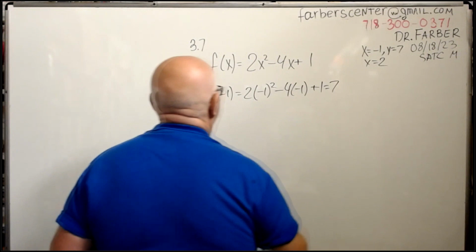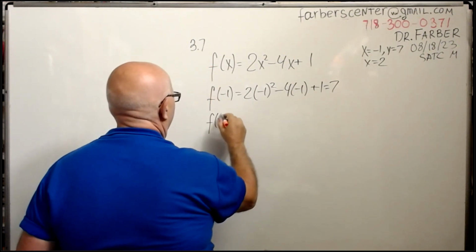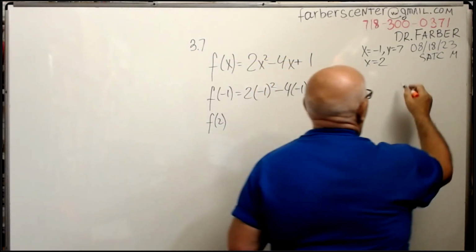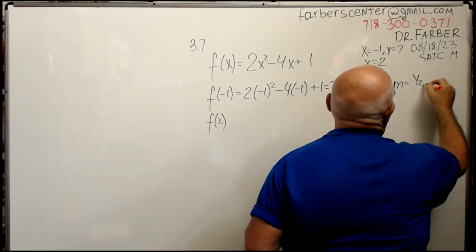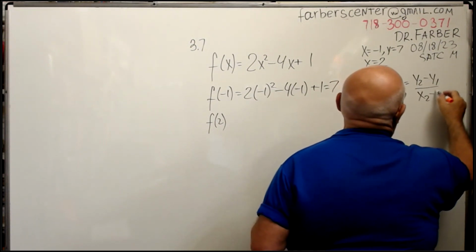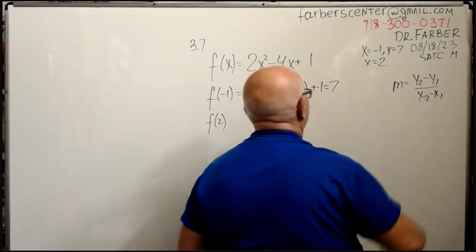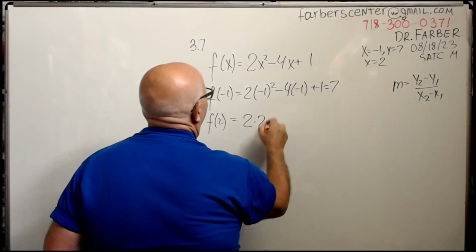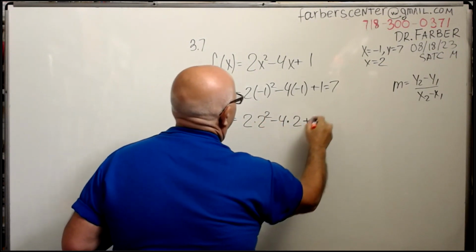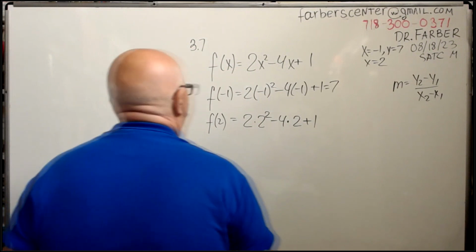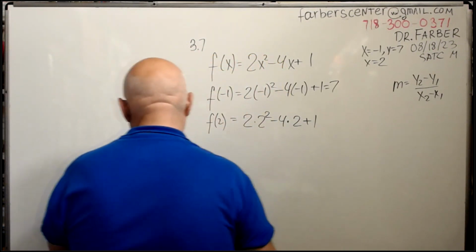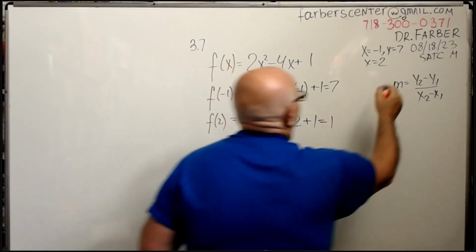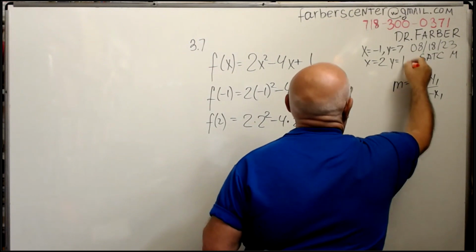X equals 2: f of 2 equals, why am I doing this, mate? Because you know this formula, m equals y2 minus y1 divided by x2 minus x1. I need to get all these values easily. Plug in f of 2: 2 times 2 to the second minus 4 times 2 plus 1. 4 times 2, you have 8, minus 8 plus 1 is 1. And y equals 1.